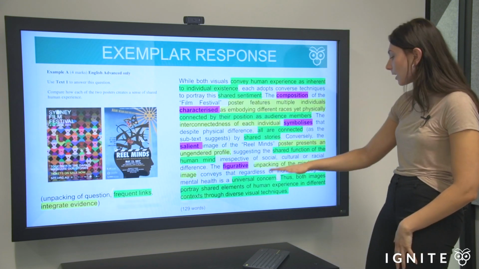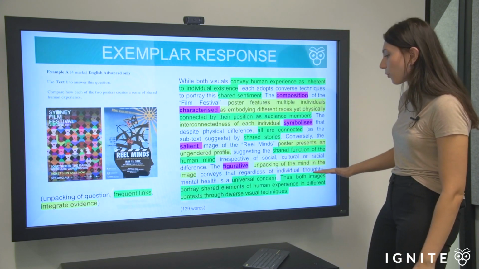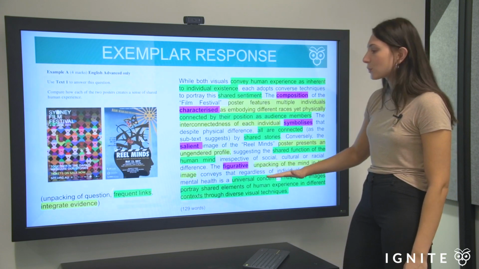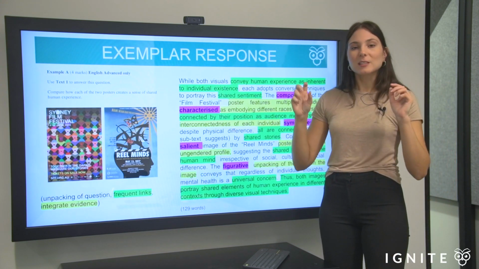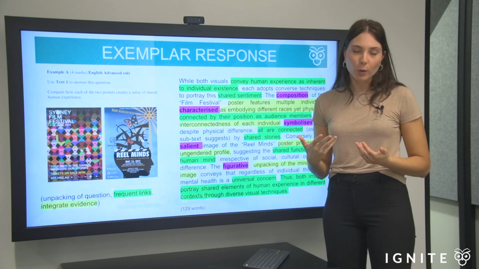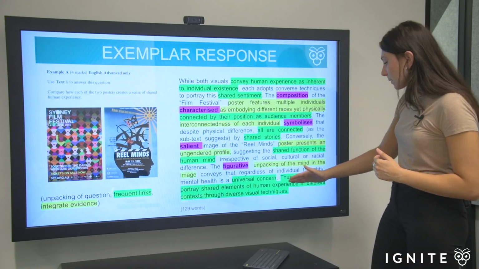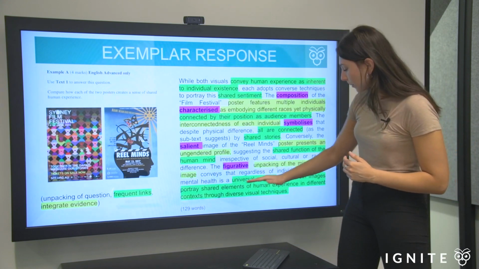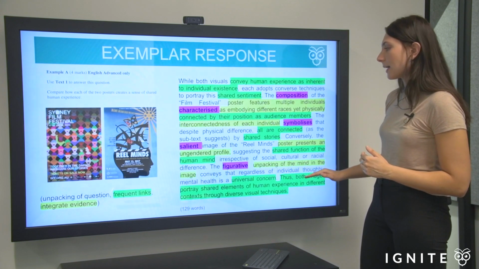The figurative unpacking of the mind in the image conveys that regardless of individual thoughts, mental health is a universal concern. So again, looking at different ways to frame shared human experience without just repeating the words of the question to show that I actually understand what the question is asking of me. Thus, both images portray shared elements of human experience in different contexts through diverse visual techniques.